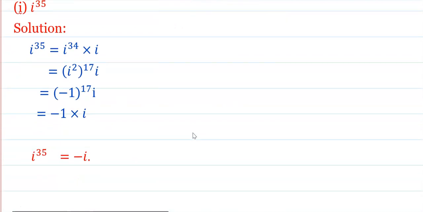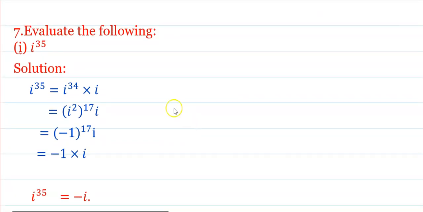Okay, now the next question. Question number 7. Evaluate the following. I raised to 35. I raised to 35 can be written as I raised to 34 into I. I raised to 34 means what? I square and whole bracket raised to 17 into I. But I square is minus 1. Minus 1 raised to 17 is again minus 1.